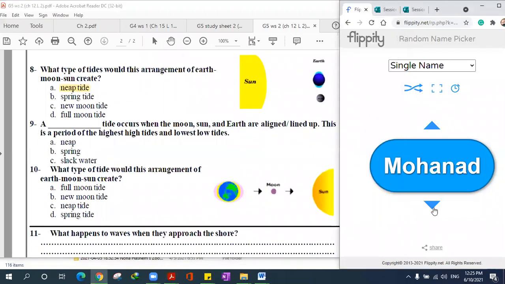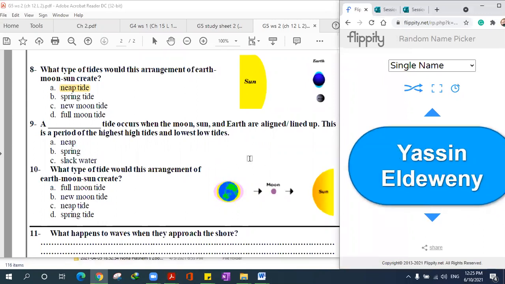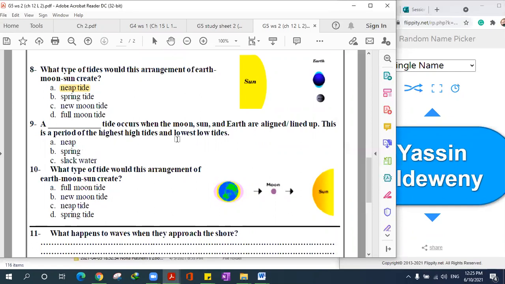Now let's see who's next. We have Mamduh, who is not here. Hamid is not here. Zain is not here. Kinsey, she's not here. Yasin Dueni. Yasin, I didn't hear your voice today. Yasin.